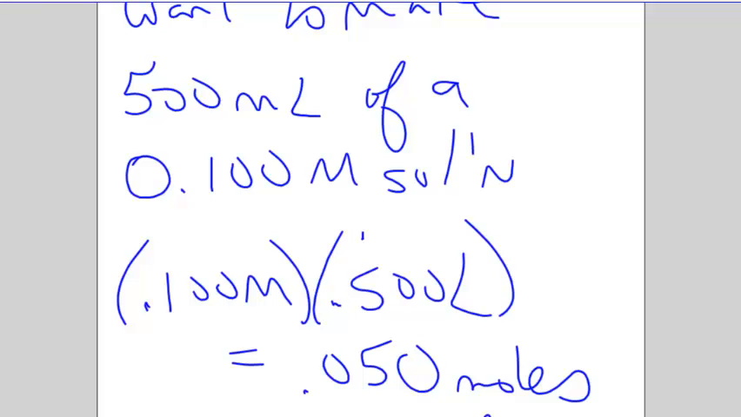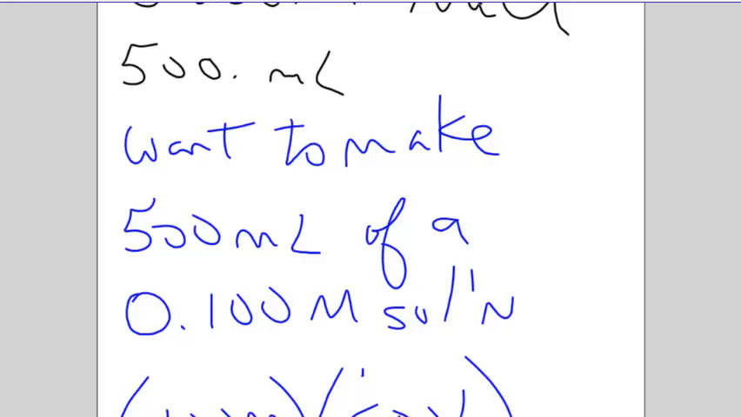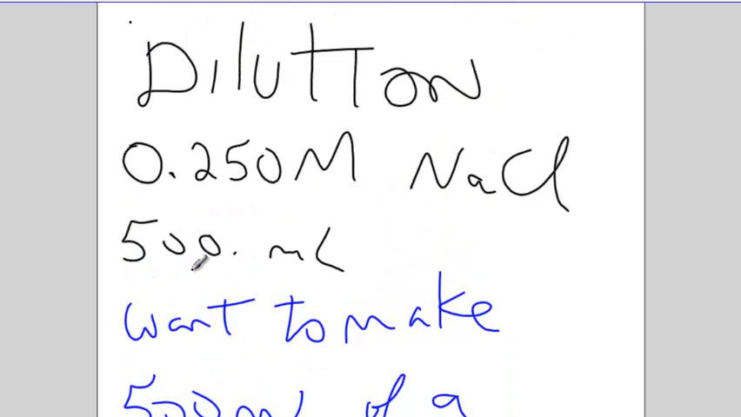Okay? It's less concentrated. Picture, if you will, a pitcher of Kool-Aid. You pour a glass of Kool-Aid into a new pitcher and dilute, your Kool-Aid tastes more dilute. You have a much more dilute solution, because the only Kool-Aid in your new pitcher is the stuff you took out of the old pitcher. So the only NaCl in this blue solution is the stuff I took out of this black solution.